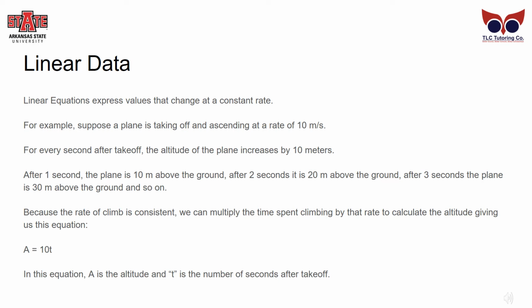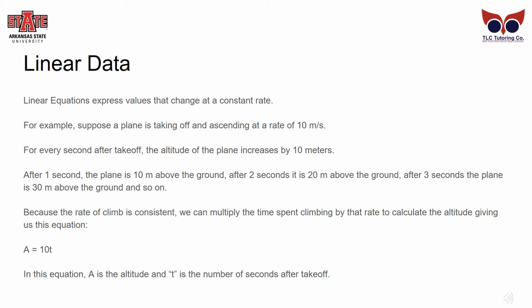Linear data. Linear equations express values that change at a constant rate. For example, suppose a plane is taking off and ascending at a rate of 10 meters per second. For every second after takeoff, the altitude of the plane increases by 10 meters. After 1 second, the plane is 10 meters above the ground. After 2 seconds, it is 20 meters above the ground. After 3 seconds, the plane is 30 meters above the ground, and so on.